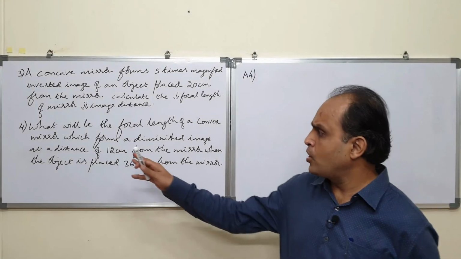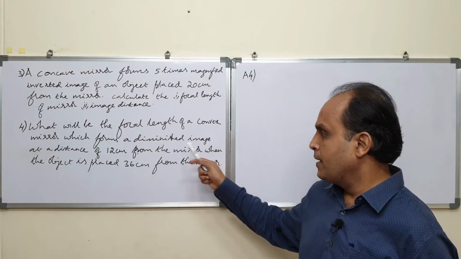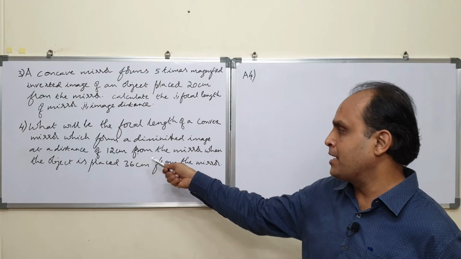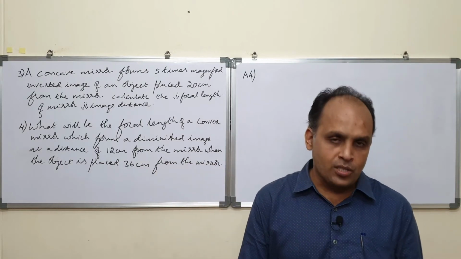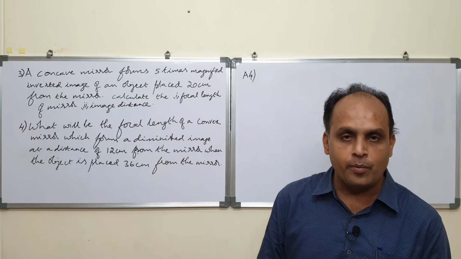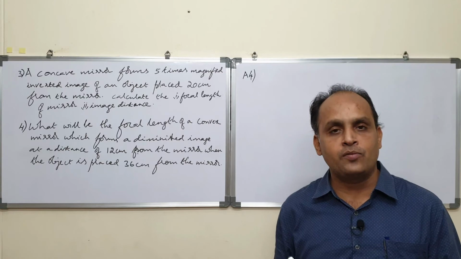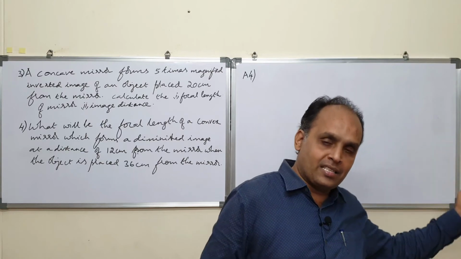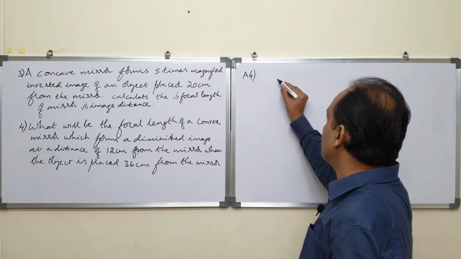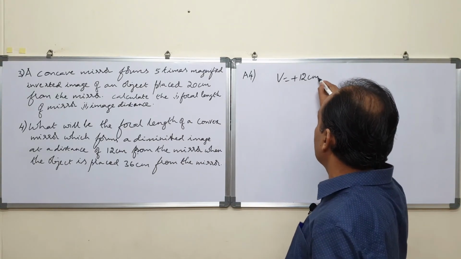Right. Now let us try to solve the fourth question. What will be the focal length of a convex mirror which forms a diminished image at a distance of 12 centimeters from the mirror? This is a convex mirror, and we all know that a convex mirror always forms the image on the right side, so it should be taken as positive. So image distance is given clearly over here, which is positive 12 centimeters.